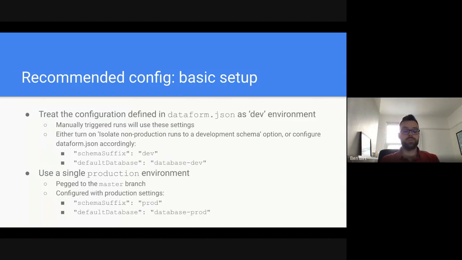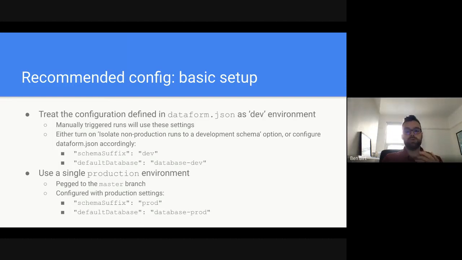So most simply, and we do recommend this if you're willing to do it, you can switch on the option in project settings, isolate non-production runs to a development schema. That just means that if you're in a development branch, we're going to append a dev suffix to your schema names, and we're going to prepend any table names with the branch name that you're currently on, so that all of your development data sets are consolidated into a small number of schemas, all suffixed with dev, and you can tell which branch any data set came from by the table's prefix.